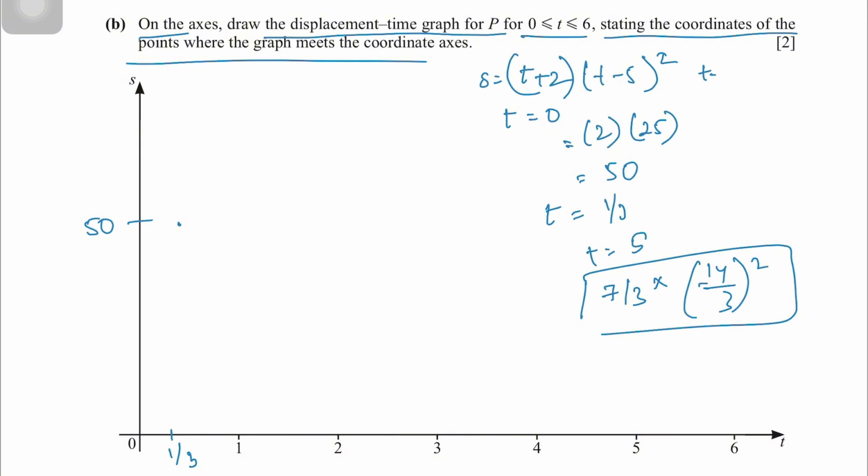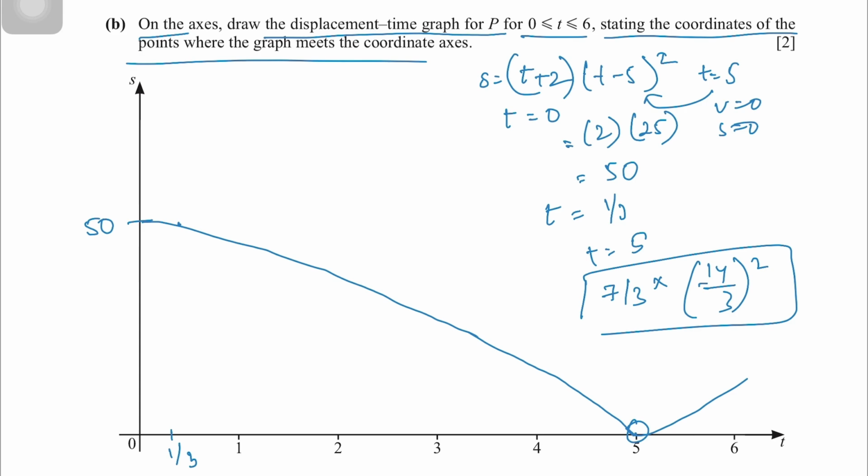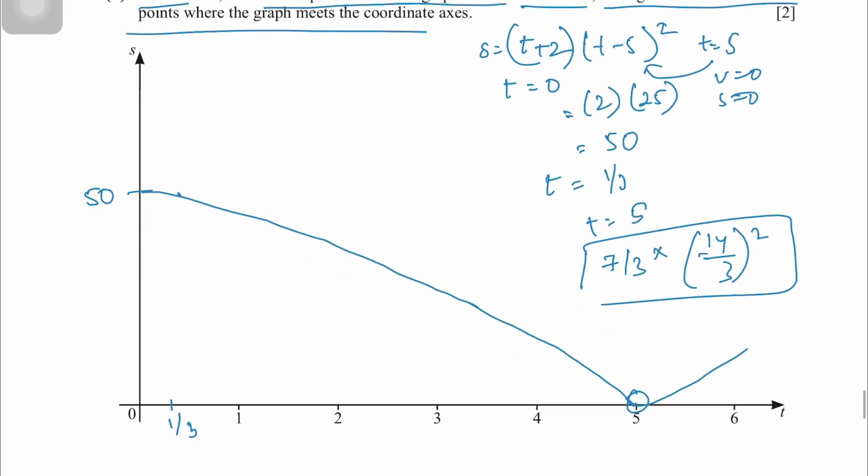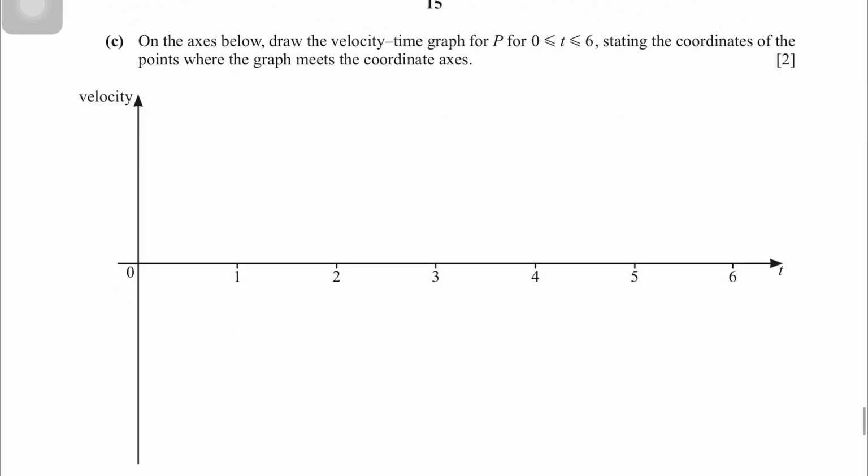Now let's take t is equal to 5. If you plug in t is equal to 5, this would make it 0. Velocity would be 0 and displacement would be 0 again. So this would be 0 here. So we can draw our graph. This would look something like this, and then this would again move upwards, right? So this will be our final graph.